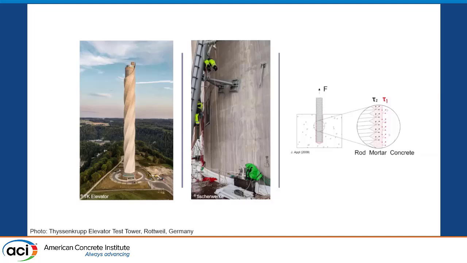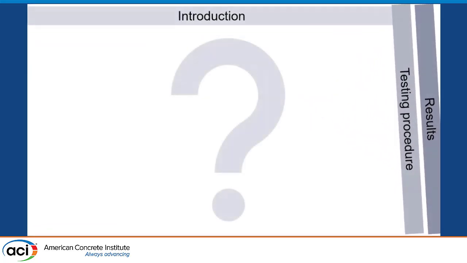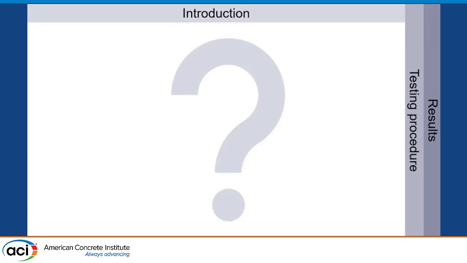And of course, nowadays what we use mostly for the bond strength is the uniform bond model to describe it. So the presentation today is going to be divided into three main parts. First of all, a small introduction, continued by testing procedure, and at the end, the results will be shown. So the question arises, what is the coefficient alpha setup?